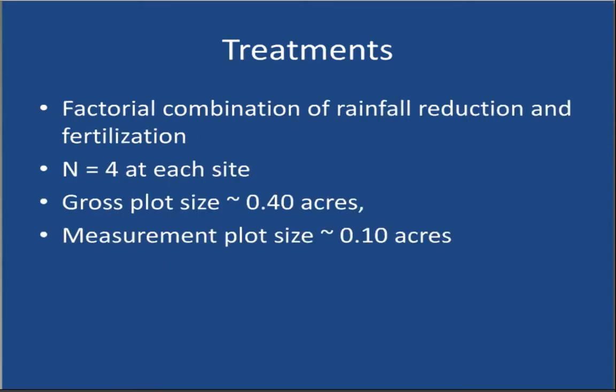The treatments were a factorial combination of rainfall reduction and fertilization, and of 4 at each site, so there were 16 plots at each location. Gross plot size is about 0.4 acres, and the measurement plot size is approximately 0.1 acres.